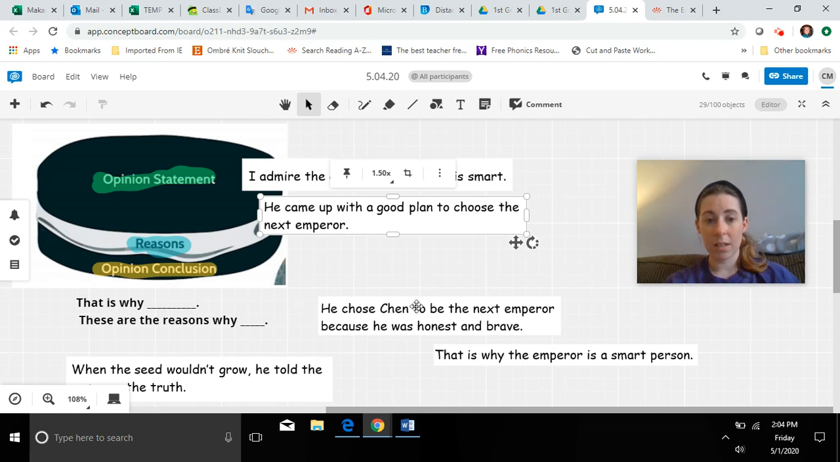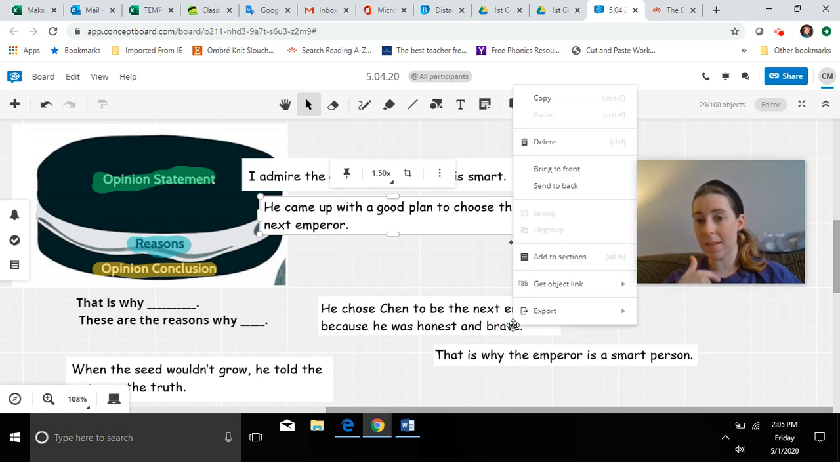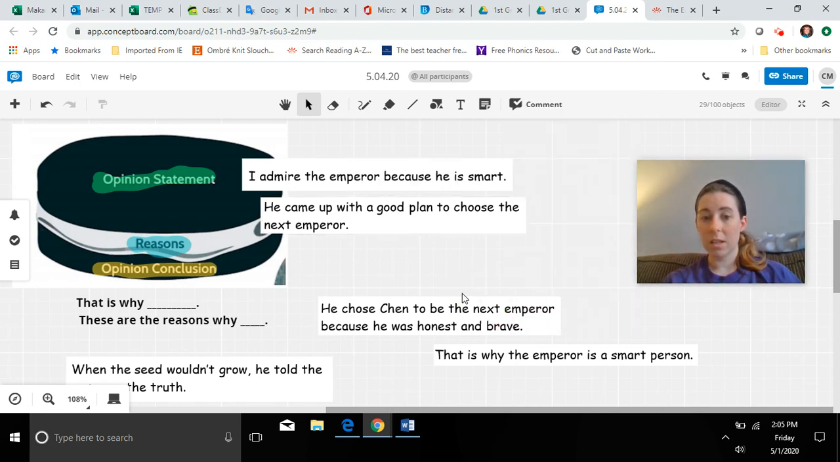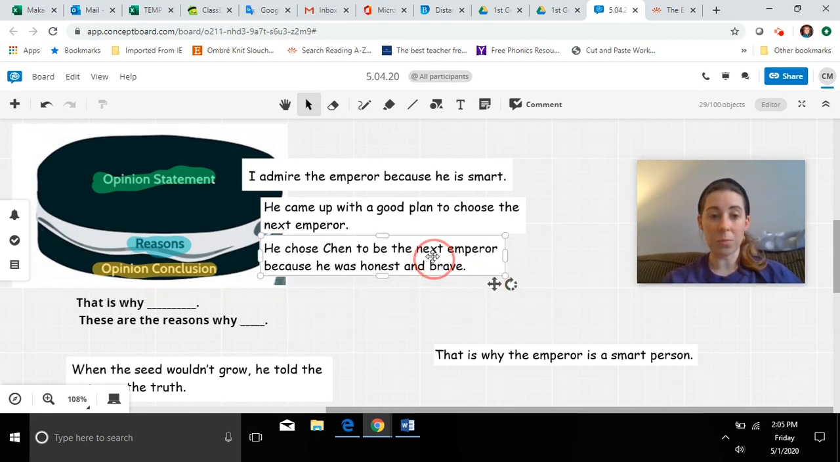Let's see what this one says. He chose Chen to be the next emperor because he was honest and brave. Does that give a reason why I might think he's smart? He chose someone who's honest and brave to be the next emperor. What do you think? Yes? No? I think that's a good reason. So I'm going to put that there.